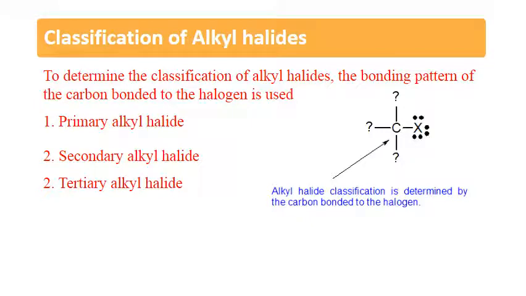Another classification is based on the number of halogen atoms present in the structure. They contain one, two, or more halogen atoms. If there is one halogen atom, we call it a monohaloalkane. If there are two halogen atoms, we call it a dihaloalkane. If there are three, it is called a trihaloalkane. So that is the classification of the haloalkanes.